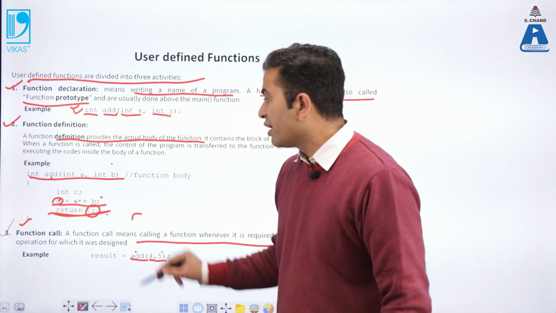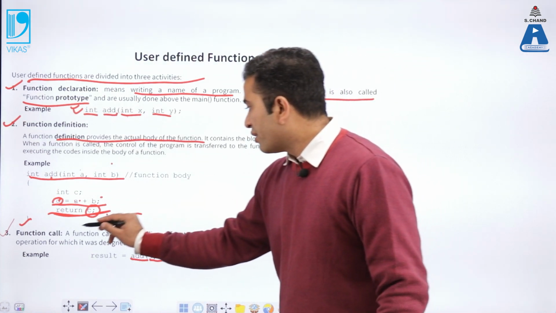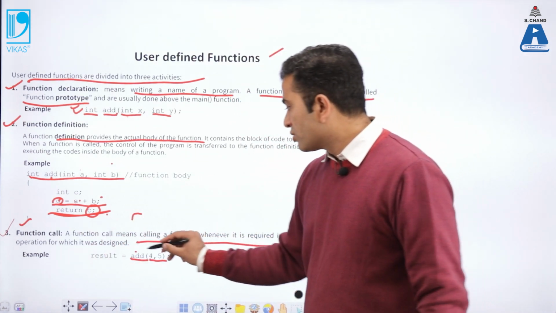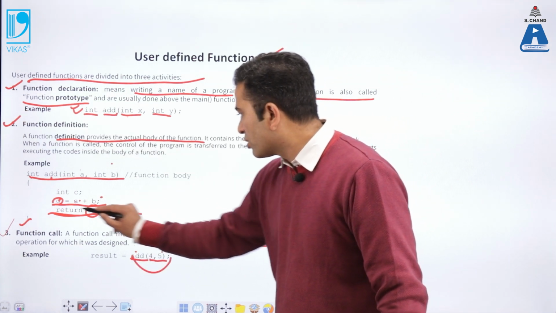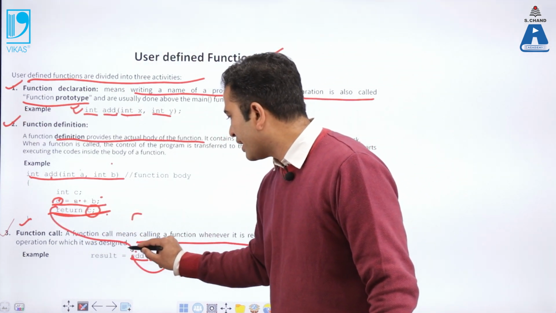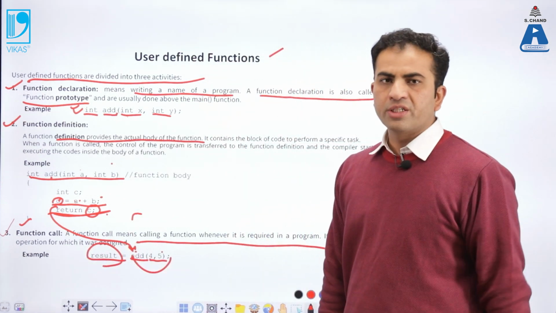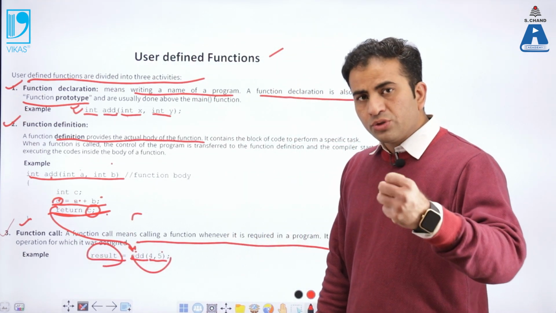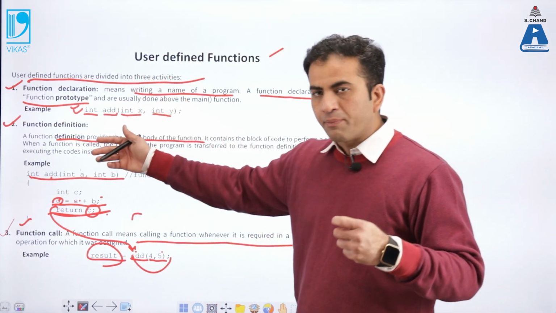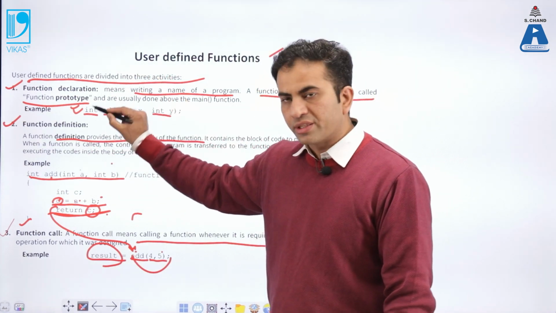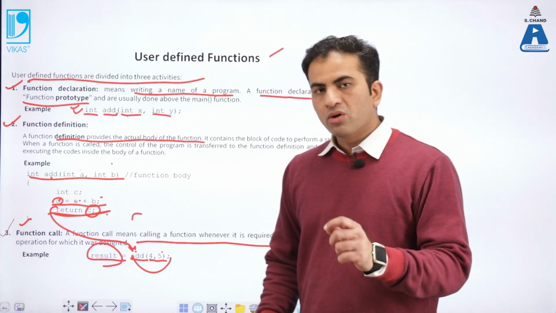Now return c. Where is it returning? To where the function is called. The function is called from here, so the value will return here, and this value will be saved in the variable result. This is called function call. So a user defined function consists of these three parts: function declaration, function definition, and function calling.